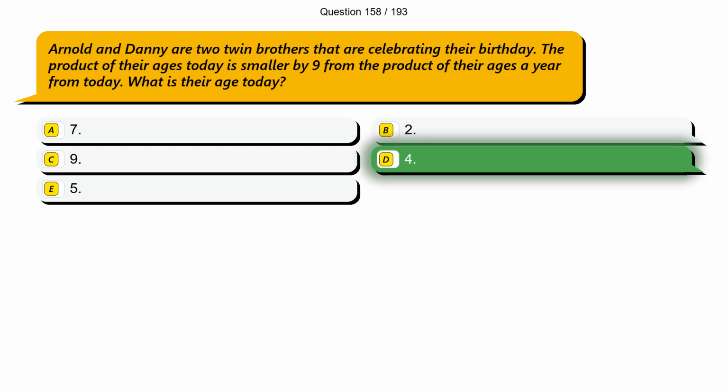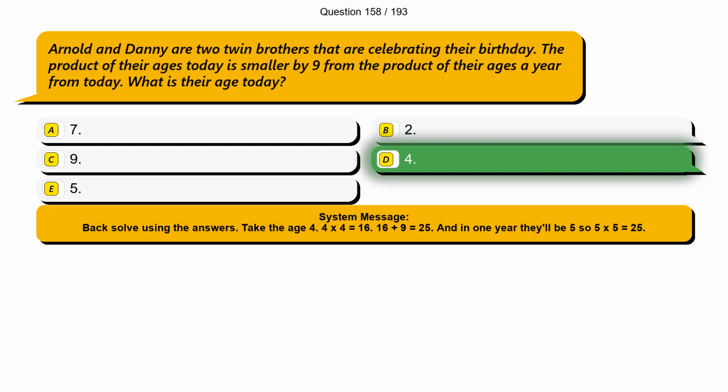The correct answer is option D, 4. Back solve using the answers. Take the age 4. 4 times 4 equals 16. 16 plus 9 equals 25. And in 1 year they'll be 5, so 5 times 5 equals 25.